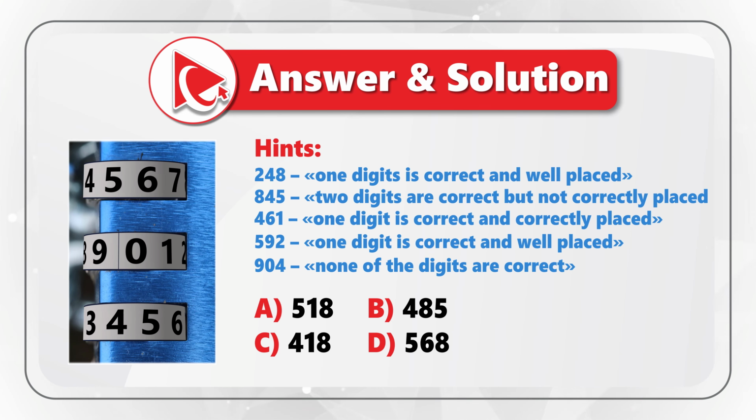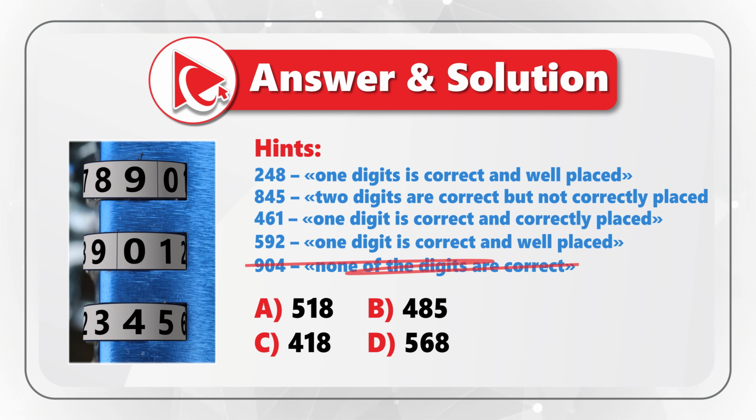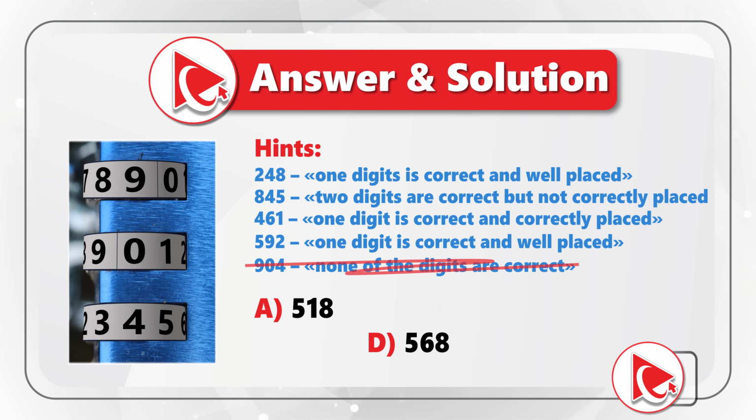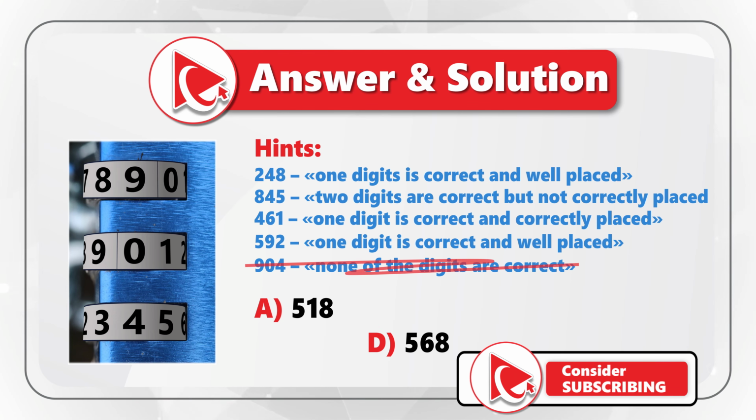Once we've learned that in combination 904 none of the digits are correct, we can eliminate 2 possible answers. We can eliminate both choices B and C because both of them have digit 4, which is an incorrect digit. Let's continue elimination to get to the correct answer.